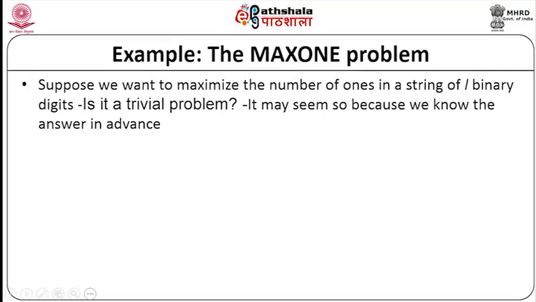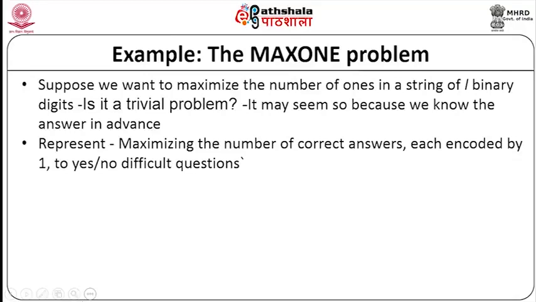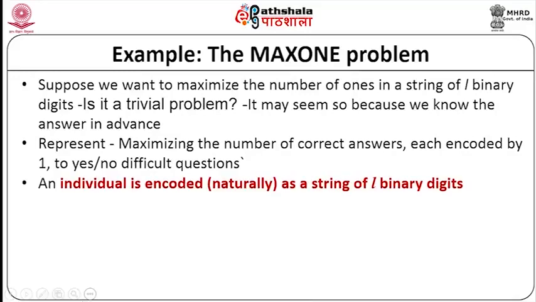So, what are we given? We are given a string. Our aim is to maximize the number of ones. It can represent maximizing the number of correct answers, each encoded by a 1, in a difficult yes or no question set. So, I have a string encoding the yes and no questions, and I want to get the correct answers. That is the problem we are going to try to solve. Given a string of zeros and ones, we want to maximize the number of ones.